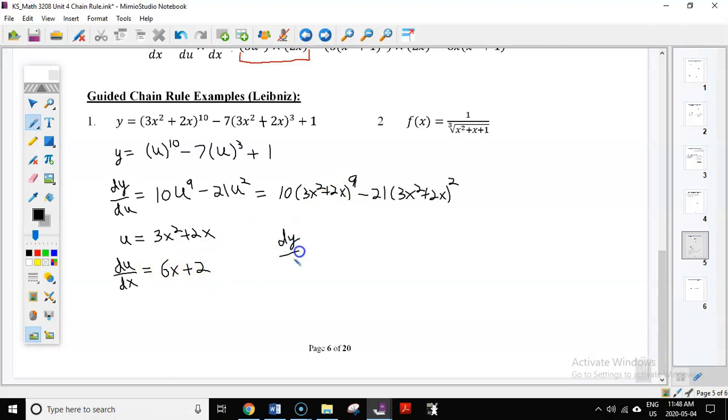So I'm using a lot of space here, but I want to give myself some room. So dy dx would equal dy du, which is 10 times 3x squared plus 2x to the 9 minus 21 times 3x squared plus 2x squared, and then that's times 6x plus 2. So we can move the simpler term to the front and factor out a 2.